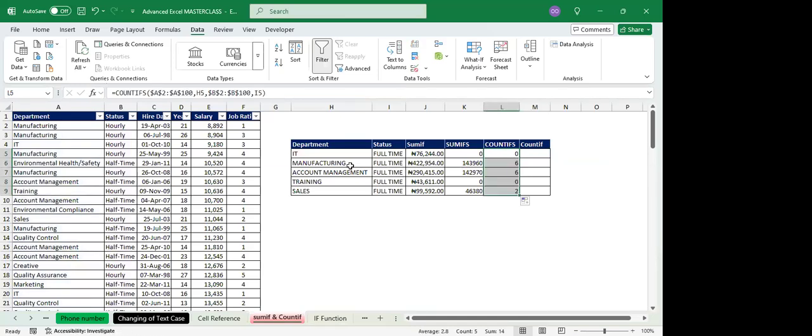However, we have 6 people in the manufacturing department that are also full-time staff. You can check through this list and justify it by yourself. We have 6 people also in the account management department who are full-time staff. But there's nobody in the training department who is full-time staff. There are 2 people in the sales department that are full-time staff. You can check. This is the sales department, this one is hourly, it's not a full-time staff.